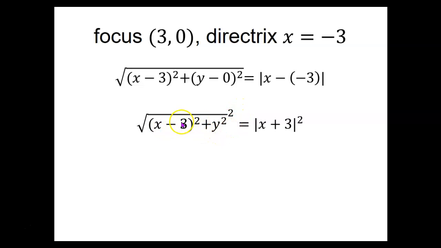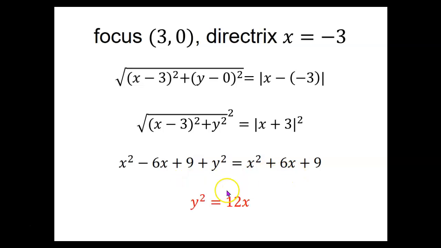Now when I multiply things out, (x minus 3) squared is x squared minus 6x plus 9, plus we got the y squared. If you take (x plus 3) squared and multiply that out, you get x squared plus 6x plus 9. Now what can we do to simplify this equation? Well, there's an x squared on both sides, so I can subtract x squared on both sides. I can subtract 9 on both sides. I can leave the y squared where it is, but I can get rid of the minus 6x by adding 6x to both sides. And after I've done all that, I end up with y squared equals 12x.